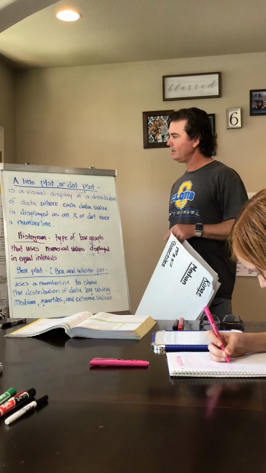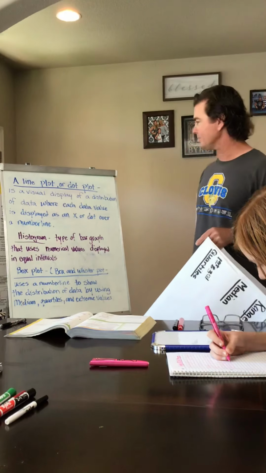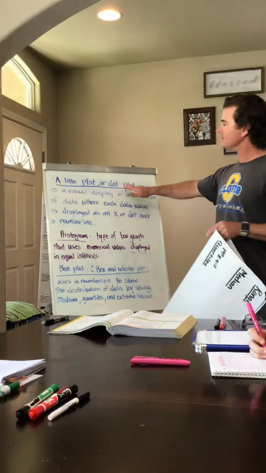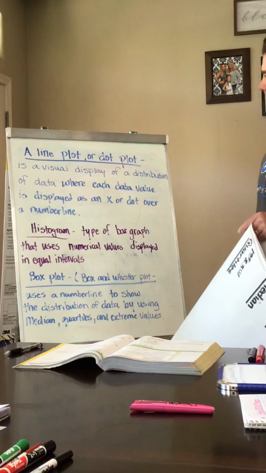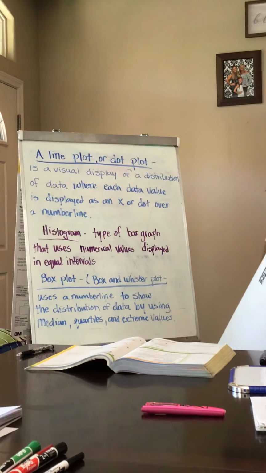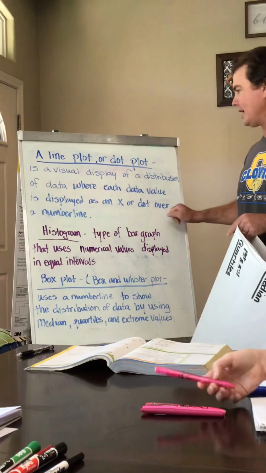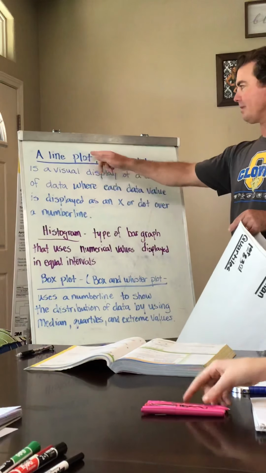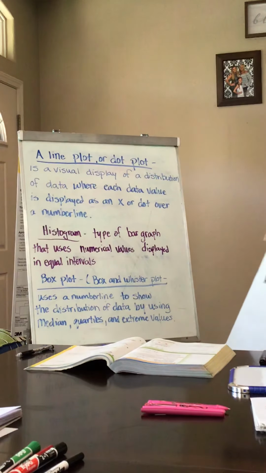So, get out your math journal, if you have it, or a piece of paper, and let's copy down these 3 definitions here of these types of graph that we're going to work with. The first one is called a line plot or a dot plot. It is a visual display of a distribution of data where each data value is displayed as an X or a dot over a number line. So that's why we call it a line plot or a dot plot, because you can either use an X or a dot to represent it.